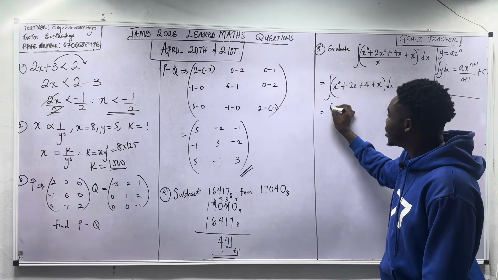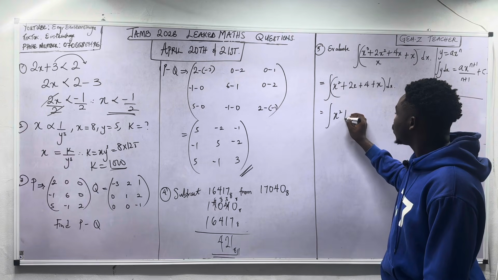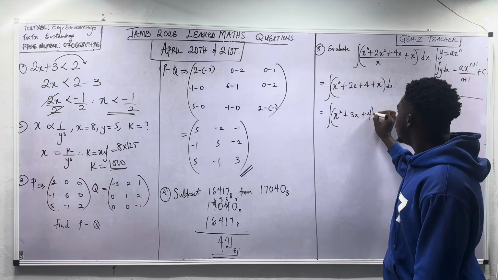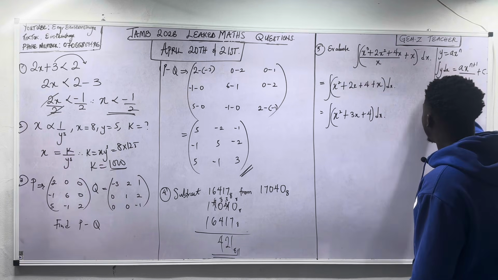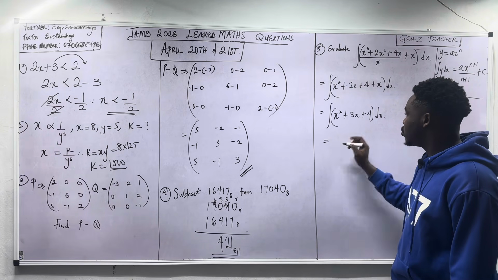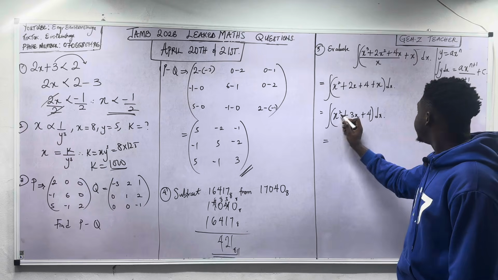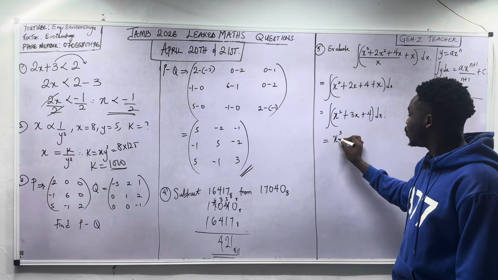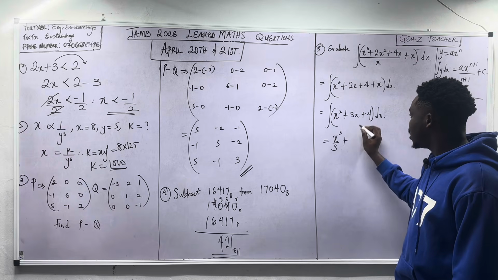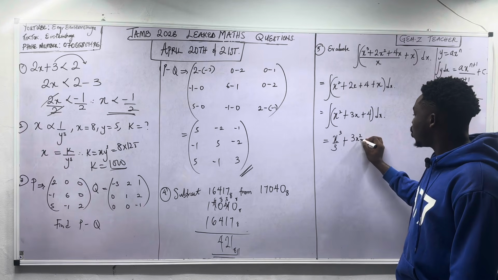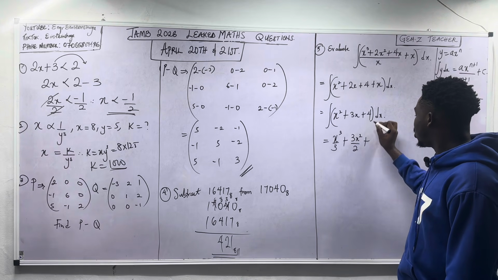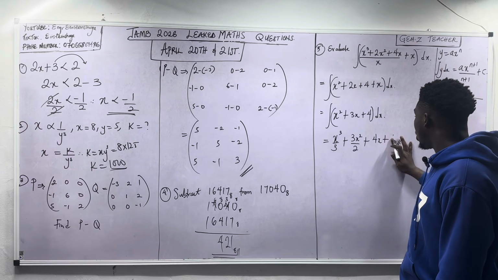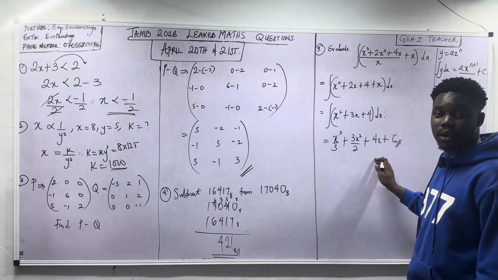So the question simplifies to x squared plus 3x plus 4, all with respect to x. Now we can apply the expression. How do we remember the power? You add 1 to the power. So here becomes x cubed over 3. Don't forget, here becomes 3x squared over 2. Here becomes 4x and then plus a constant. This becomes the answer to this question.